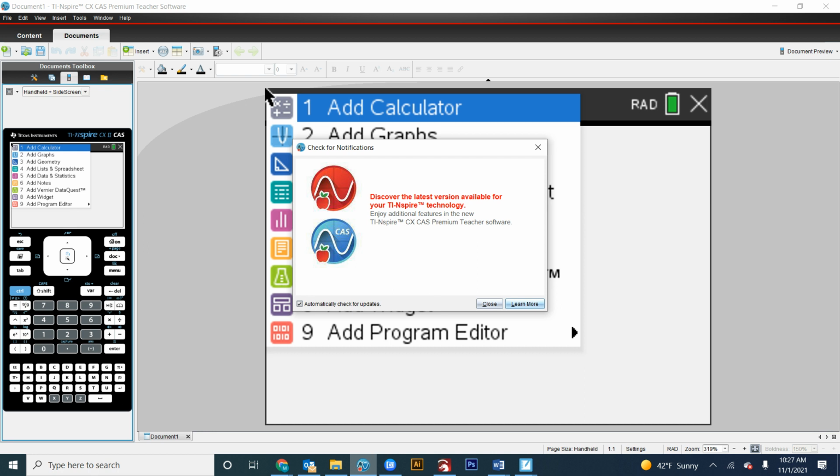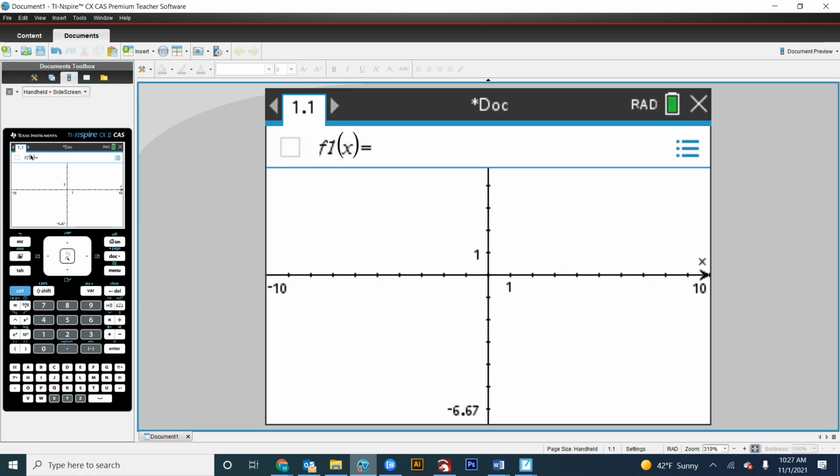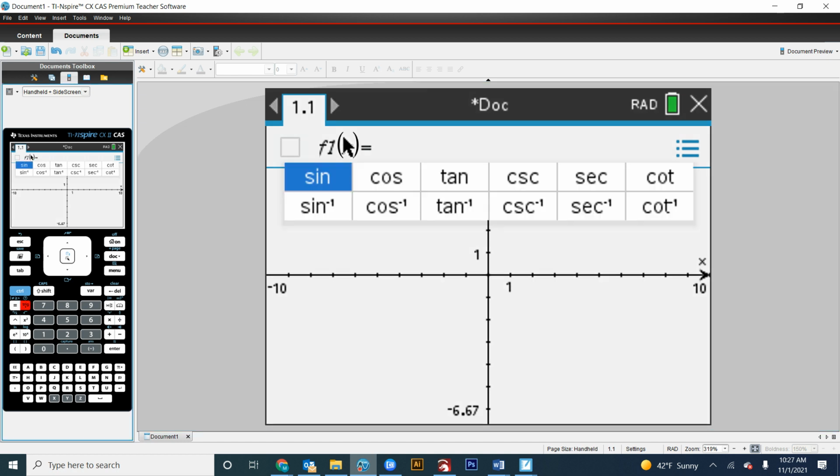Okay, what about the inverses? Wouldn't the inverses be a vertical shift if the regulars were a horizontal shift? So as you go to visualize sine inverse of x, let's go ahead and graph sine inverse.